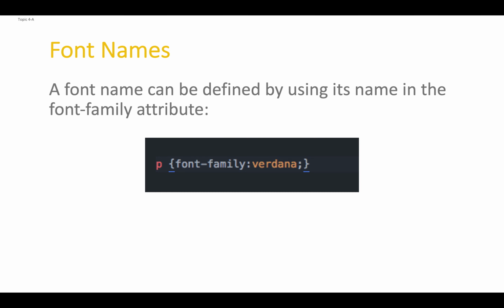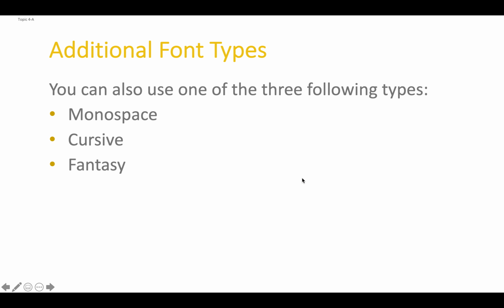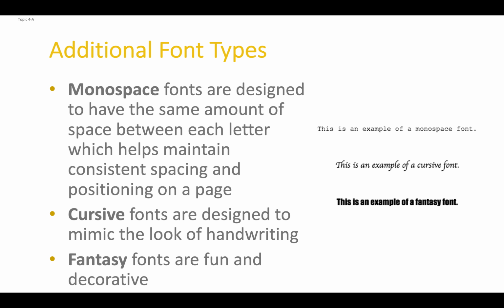A font name can be defined using its name in the font-family attribute. So font-family: Verdana; semicolon. You can also use one of the three following types: monospace, cursive, or fantasy. So those are types of fonts. Monospace fonts are designed to have the same amount of space between each letter, which helps maintain consistent spacing and positioning on a page. Cursive fonts are designed to mimic the look of handwriting, and fantasy fonts are fun and decorative.